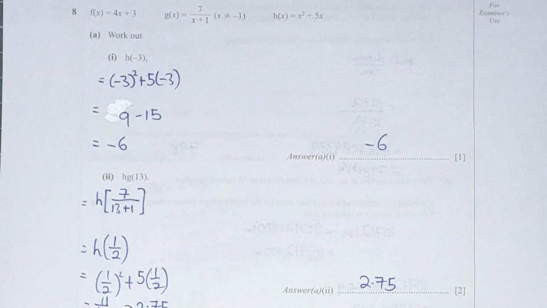Question 8, number A, first part is asking you to substitute -3 into the x position in function h. So you will get (-3) squared plus 5 times -3. So your final answer will be -6.